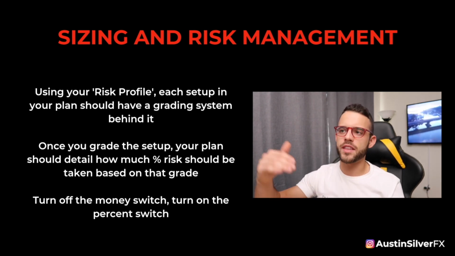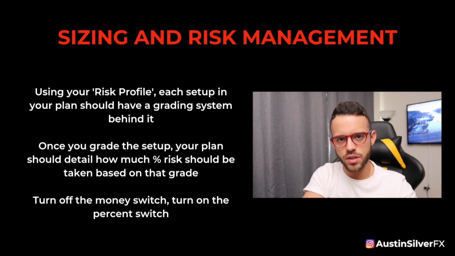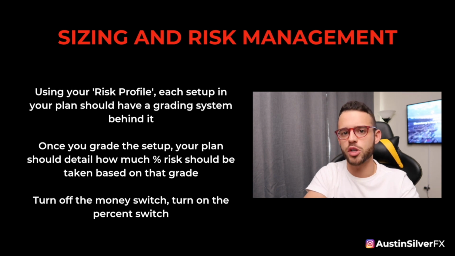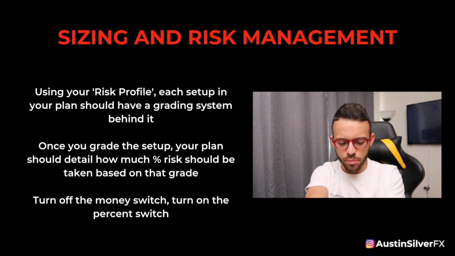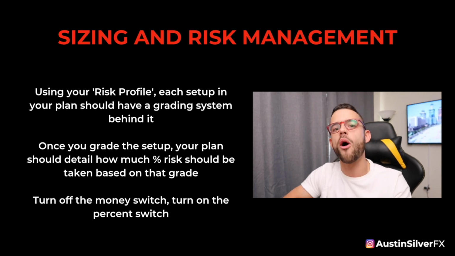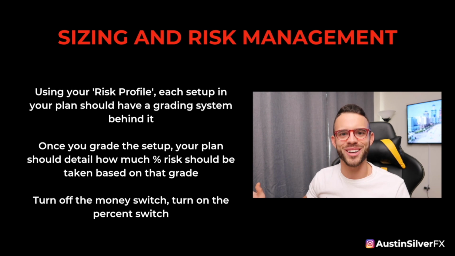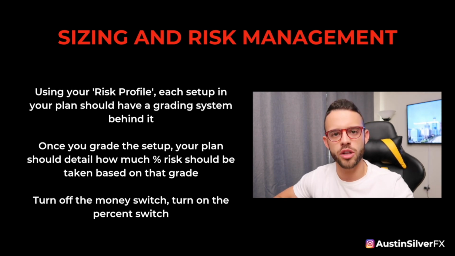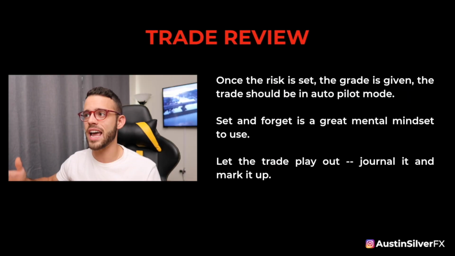So when we talk about this third step of the trading process, it's grading your setups, having risk percentages, risk management systems built behind those setups beforehand. So if you see it coming and you build the if-then statement, the plan tells you what percentage to put on that setup. No thought should be required other than where's my trading plan for me to look at it. Once you get to that point, again, it's just shut off the money switch, turn on the percent switch, and let the trade do what it's meant to do. Almost to the point where you want to set and forget it.